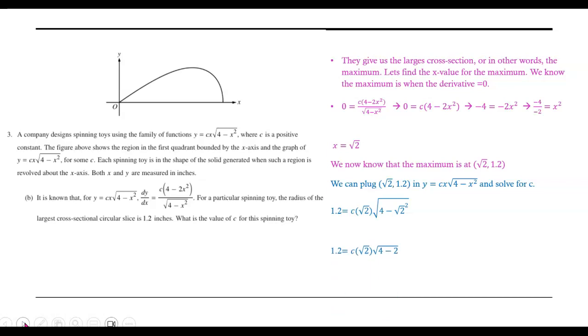All right, when I do that, the square root of 2 squared is just 2. Okay, 4 minus 2 is 2. So we have the square root of 2 times the square root of 2 times c equals 1.2. Well, the square root of 2 times the square root of 2 is just 2. So we have 1.2 equals 2c, which gives us 0.6. And c is 0.6. That's our answer.